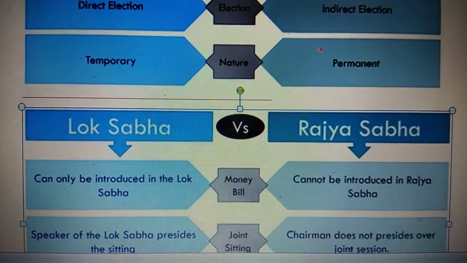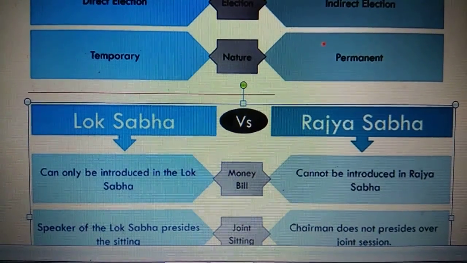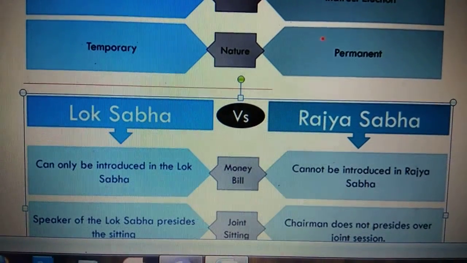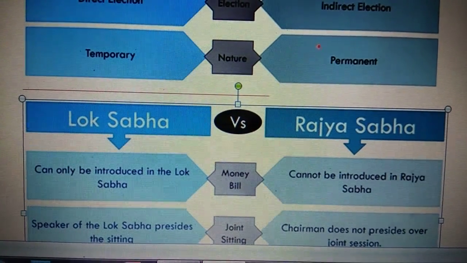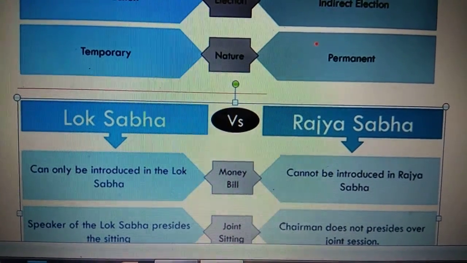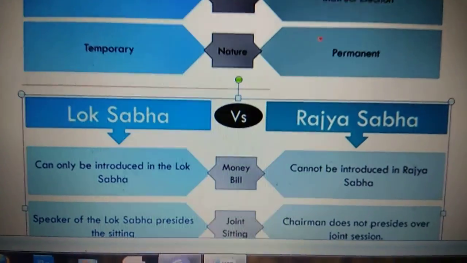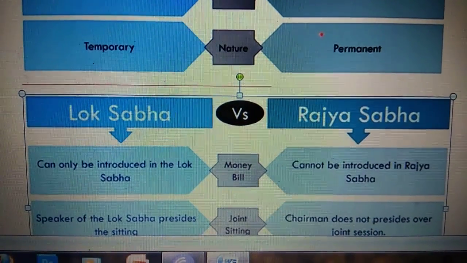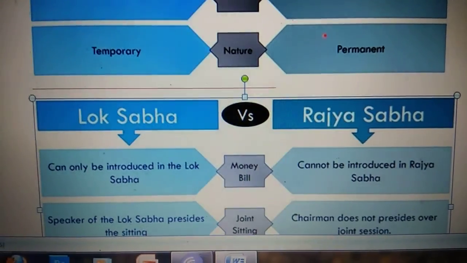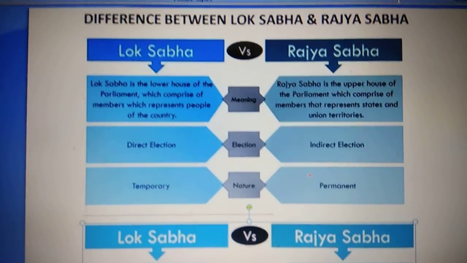But during times of joint sitting, now what is joint sitting? Whenever a bill is passed and if both the houses do not agree, and if it is an important bill, then the president calls in for a joint sitting, and a joint sitting is held in the central hall of the parliament, where members of both the houses sit, and then the bill is put to vote. So if the bill is passed, then it is sent to the president for his signature. So during the joint sittings, it is the speaker who presides over the meeting, whereas the chairman doesn't preside over the joint sitting. So these are the major differences between Lok Sabha and Rajya Sabha.